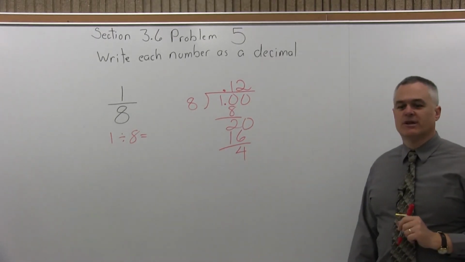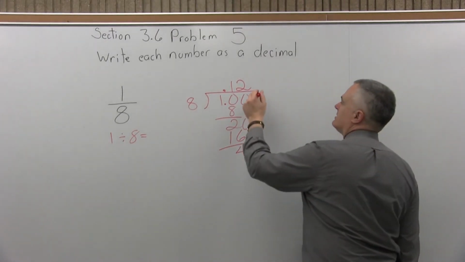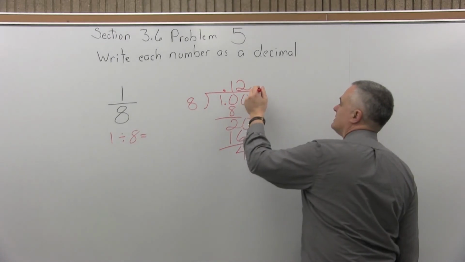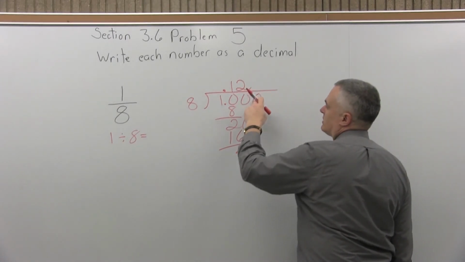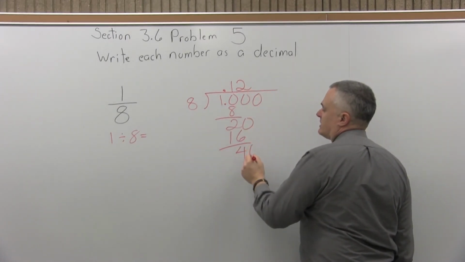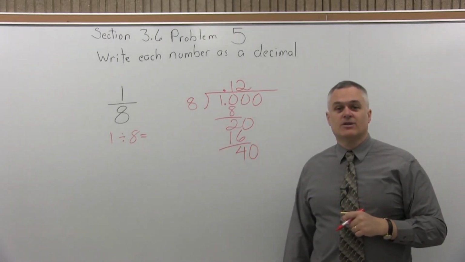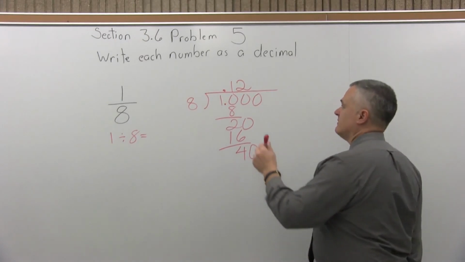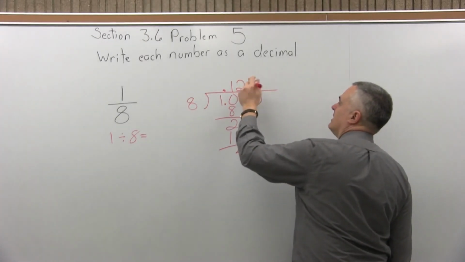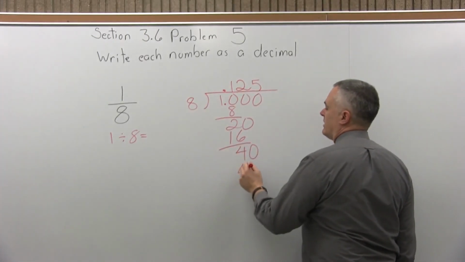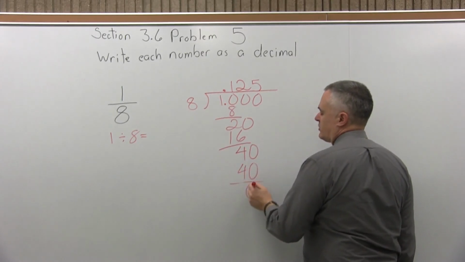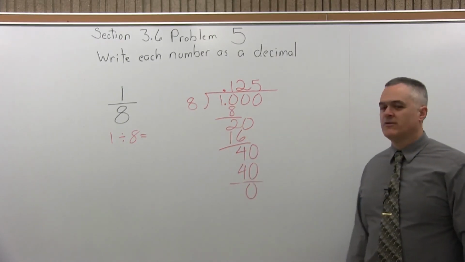Still didn't go in evenly. So I can fill in another 0. I can keep going with as many zeros as I need. So now that next 0 that I filled in, let's pull it down next to the 4, so it's written as a 40. Now, 8 divided into 40, that goes in evenly. It goes in 5 times. So I put a 5. 5 times 8 is 40. Subtract, the remainder is 0, so it fit in perfectly.